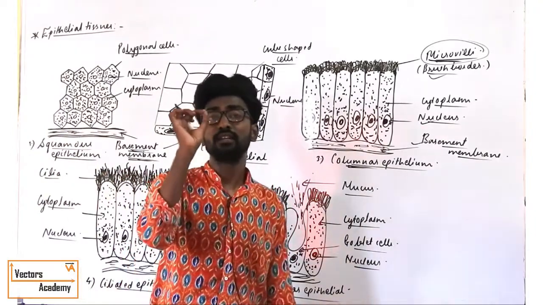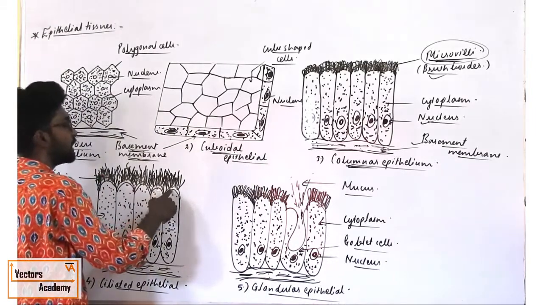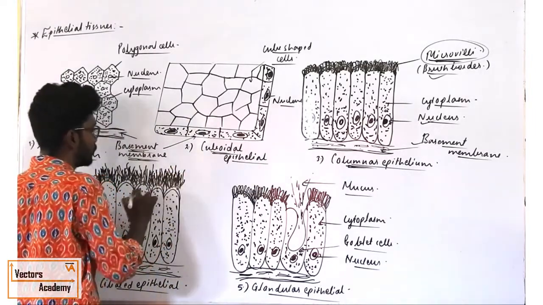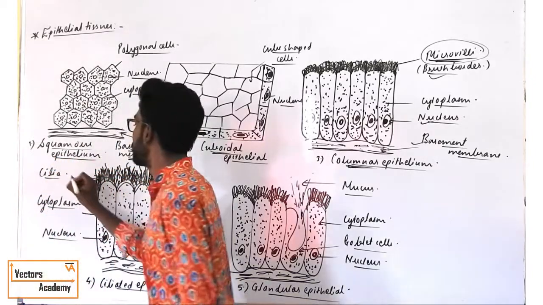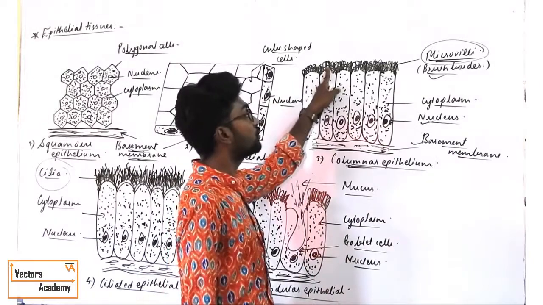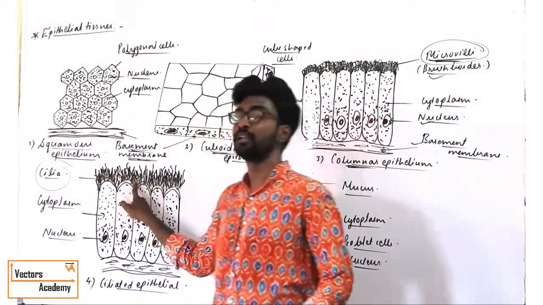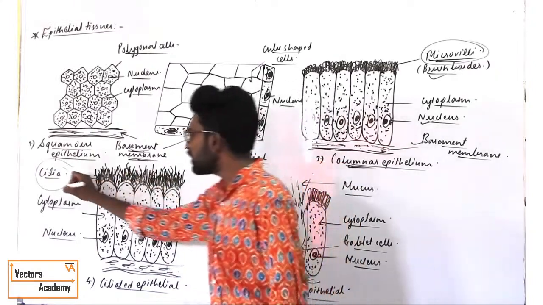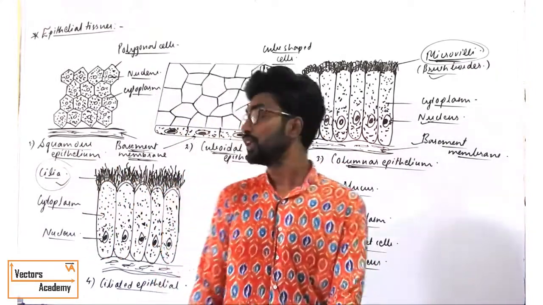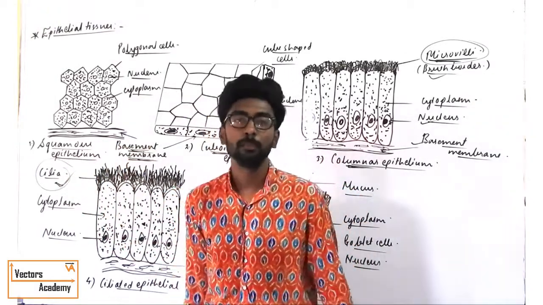Now what is the striking point here? The anterior broader surface contains hair-like cytoplasmic structures called cilia. Here it was microvilli; here it is cilia, the hair-like structures. Now everyone knows what cilia are. Cilia are hair-like cytoplasmic structures that play an important role in locomotion, that is, movement.